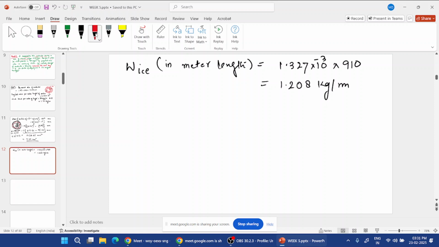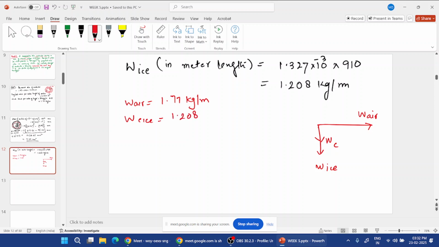Now we know that ice weight works in a downward direction. Same with the conductor weight, but the air weight goes like this. We have calculated the W air, which comes out to be 1.77 kilogram per meter. W ice is 1.208 kilogram per meter, and W conductor, what is it given in the question? It is 0.85 kilogram per meter.